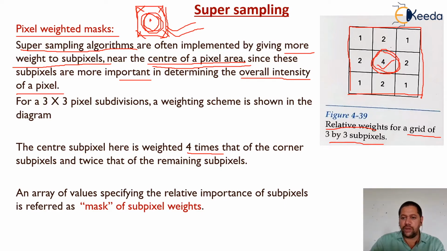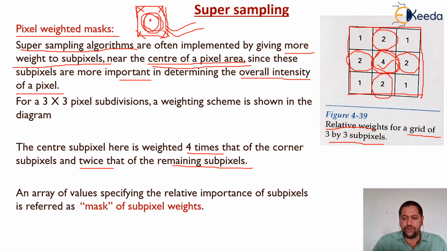If I compare this 4 and this 1, it is weighted 4 times. These are the corner subpixels, and the center is also twice that of the remaining subpixels. You can find the weightage of the other subpixels. These are the 4 connected subpixels, one each at the left, right, top and bottom. All these 4 subpixels connected to the center subpixel have the value 2.